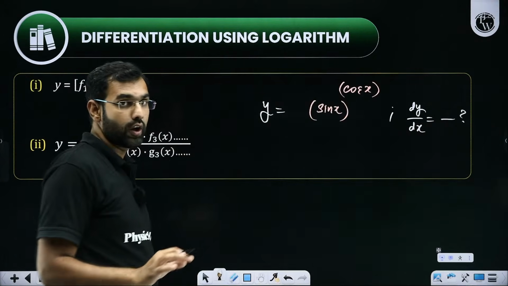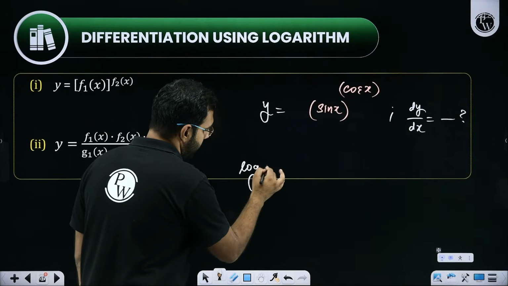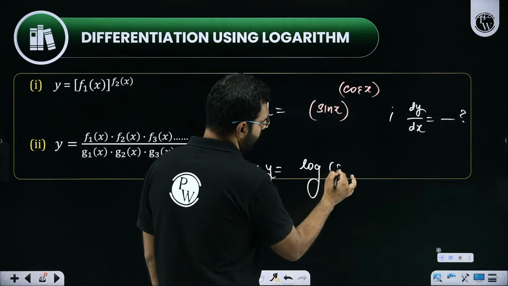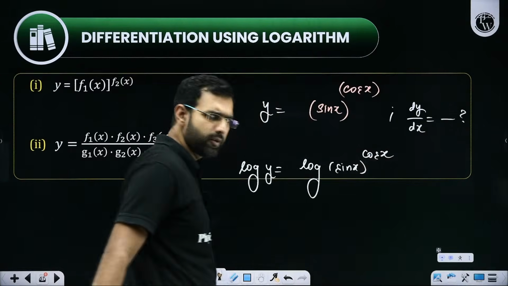That's the question. So how do we find it out? What if I take logarithm on both sides? So if I take logarithm on both sides, it will be ln of y, and this will be ln of the whole of sin x raised to the power cos x. Everybody processing this idea?